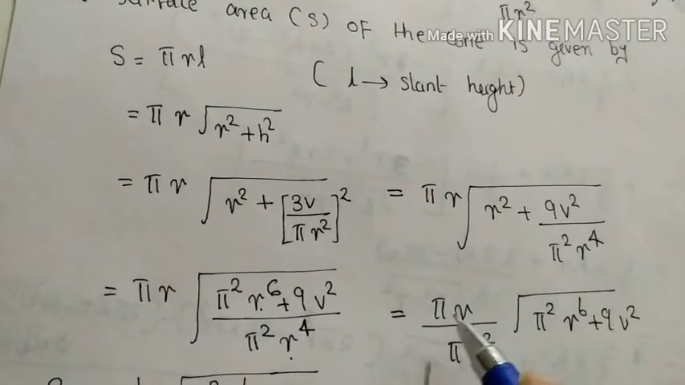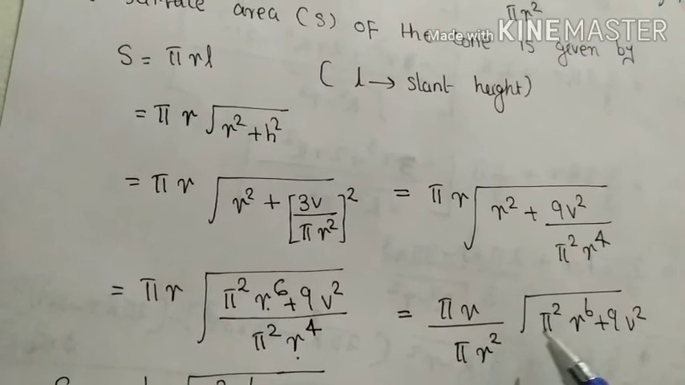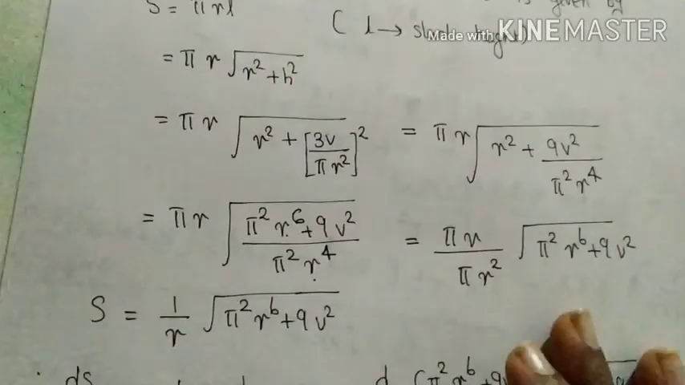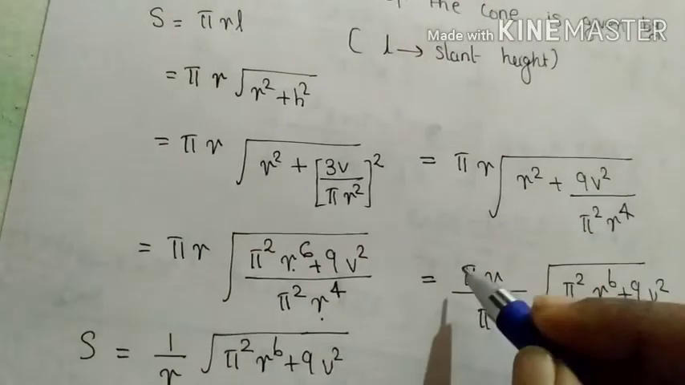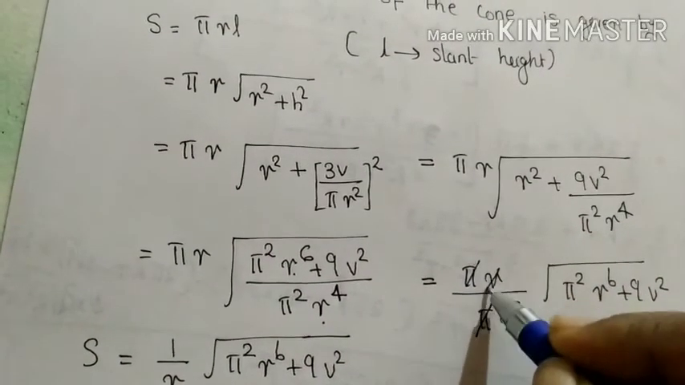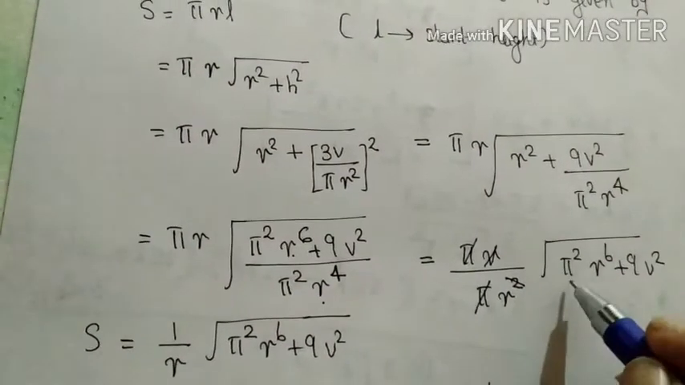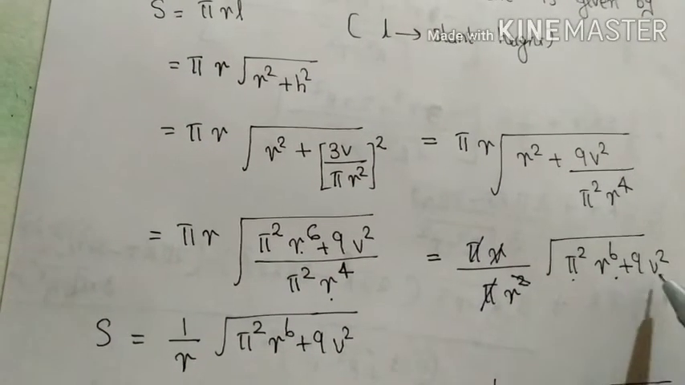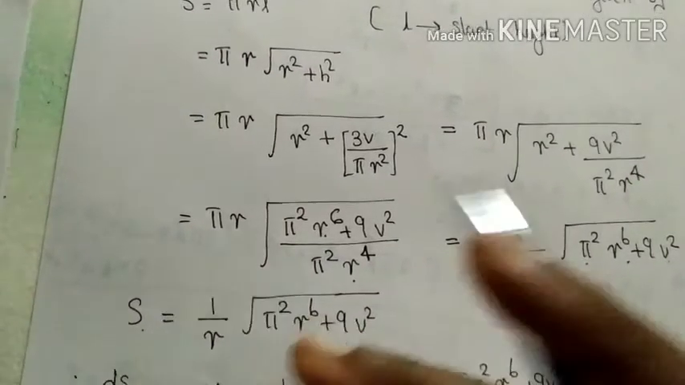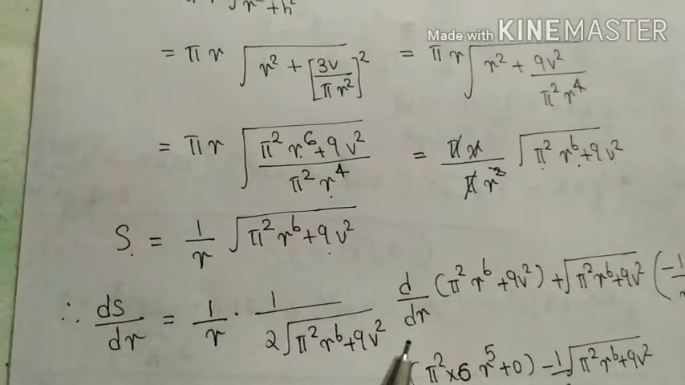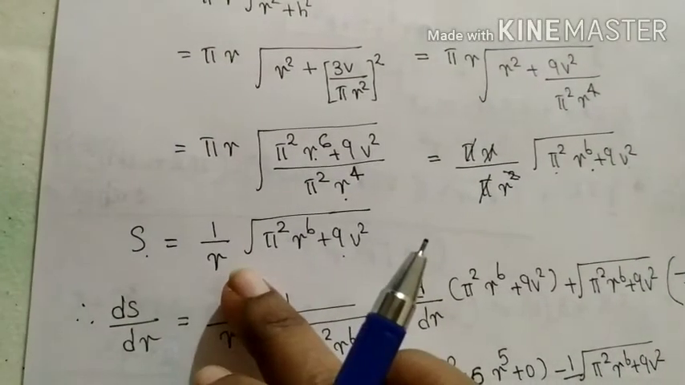that is we get pi R divided by pi R square into root of pi square R raised to 6 plus 9V square. Okay, and cancel these 2 pi and this 1 R, and we get 1 by R root of pi square R raised to 6 plus 9V square as our surface area. Next I am going to find out the derivative of surface area with respect to R.